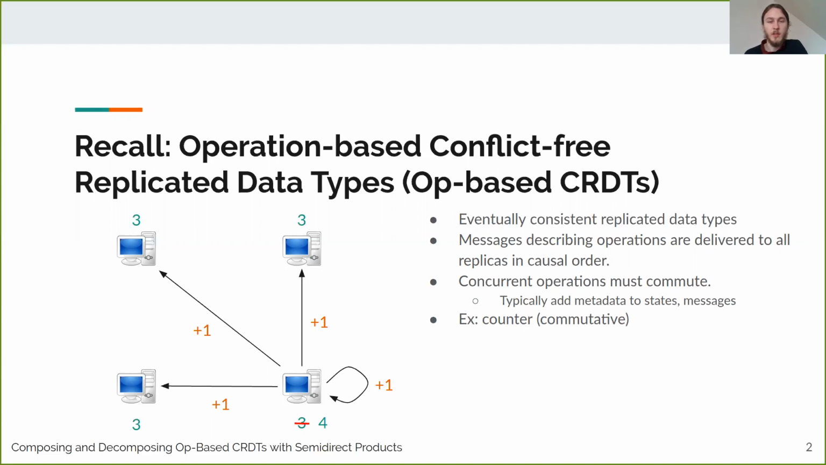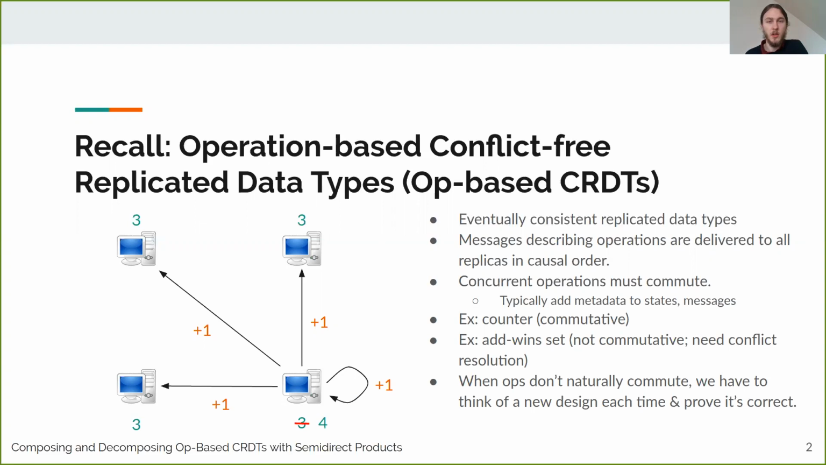A simple example of an op-based CRDT is a counter, like what's illustrated here, where you have +1 operations to increment the counter. So here, this is easy because the +1 operations naturally commute, so you don't actually have to worry about concurrency. A more complicated example is something like an add-win set, where add and remove operations don't naturally commute, so you have to do some form of conflict resolution.